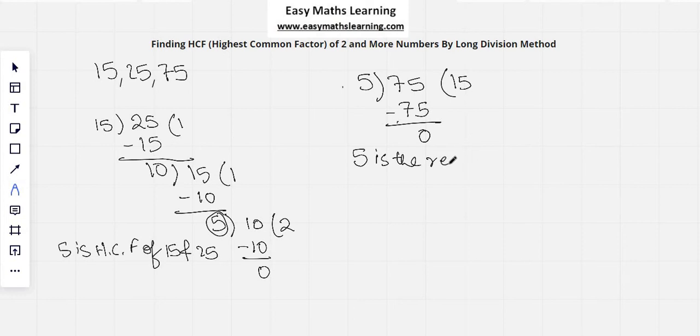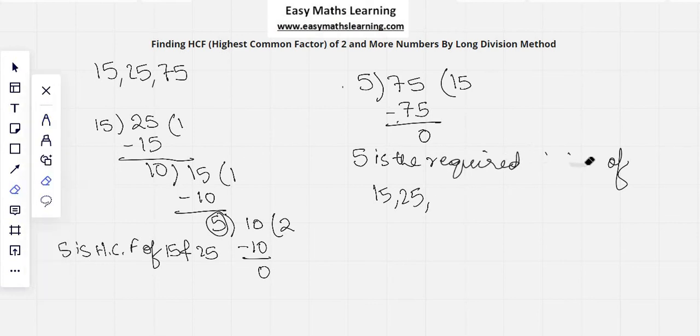5 is the required divisor of 15, 25, sorry, 5 is the required HCF of 15, 25 and 75. That means 5 is the highest common factor, the common factor of 15, 25 and 75.